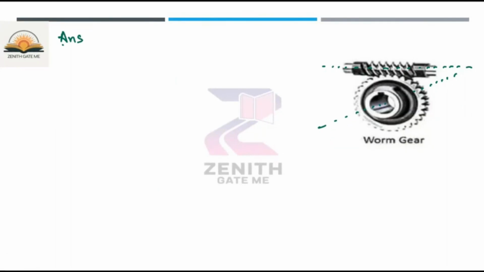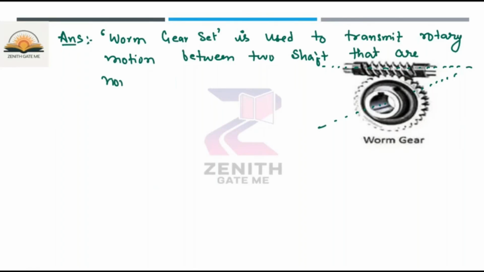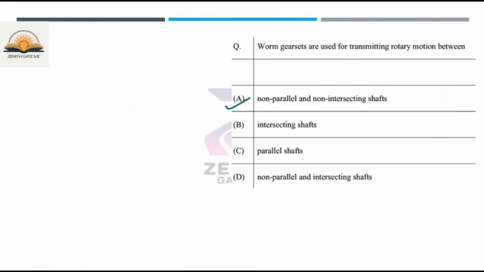Okay, so if we want to write the points regarding the worm gear set, it is used to transmit the rotary motion between the two shafts that are non-parallel and non-intersecting. Okay, so the answer will be option A. So these two questions came from the gear and gear train. Both are 1 mark questions. Let's move to the next question.